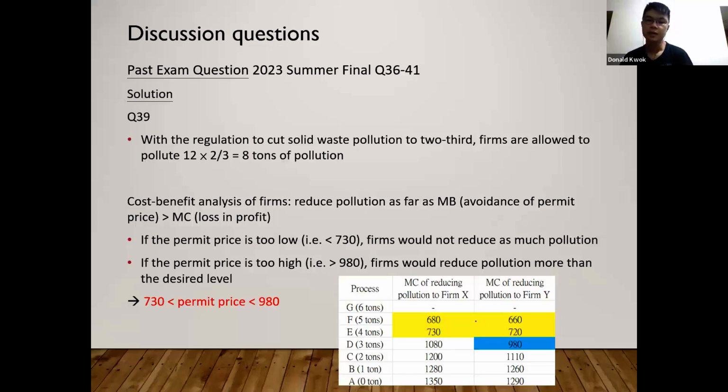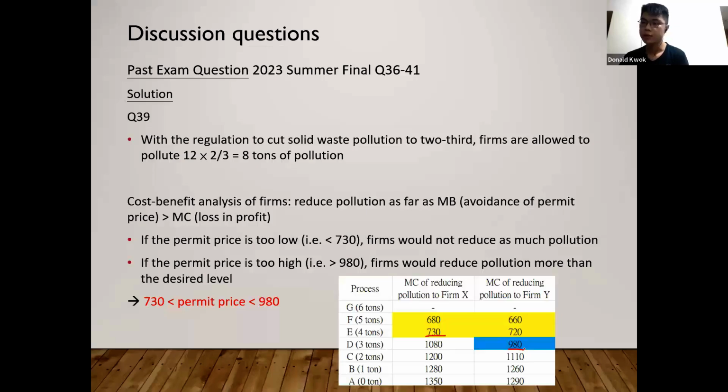And again, the permit price cannot be too high and it cannot be too low. It has to be between 730 and 980. If it is too low, firms will not reduce as much pollution as desired, while if the permit price is too high, then firms will reduce pollution more than the desired level.